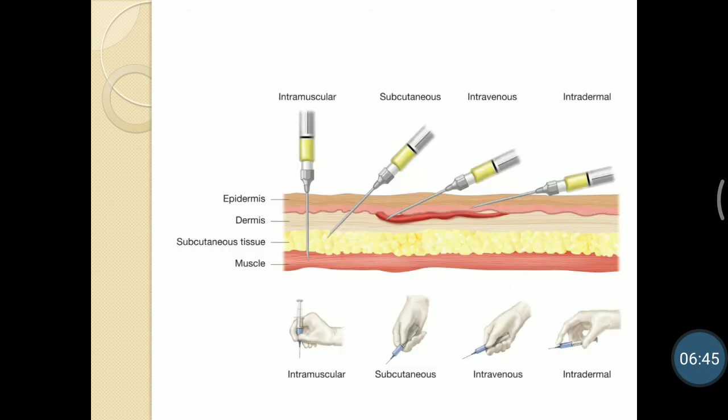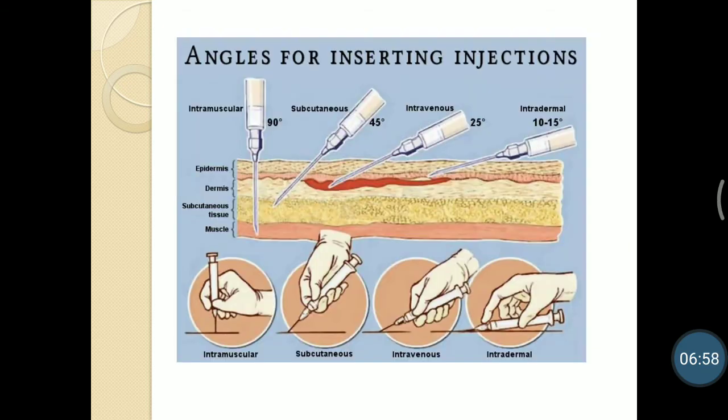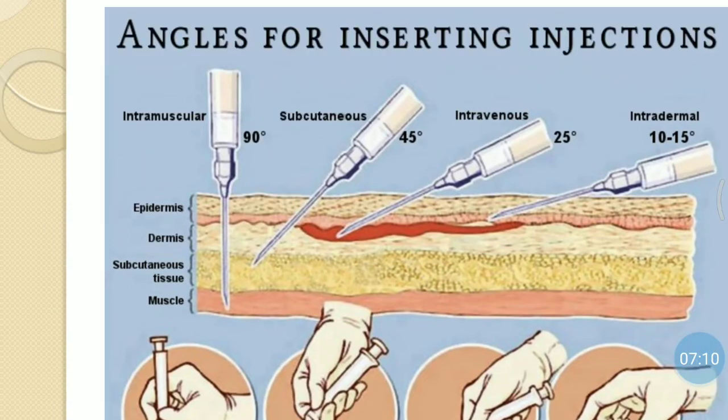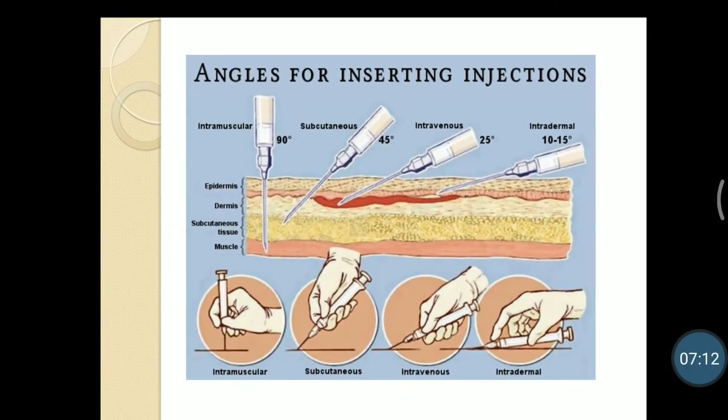So we can see here, for intramuscular the angle will be 90 degrees, and for subcutaneous, intravenous and intradermal injections, the various angles. So 90 degrees for intramuscular, 45 degrees for subcutaneous, 25 degrees for intravenous, and 10 to 15 degrees for intradermal.